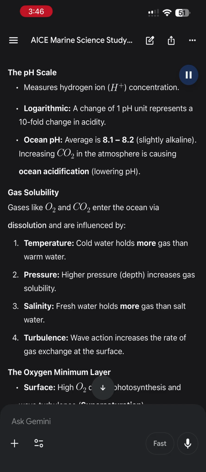Gas solubility. Gases like O_2 and CO_2 enter the ocean via dissolution and are influenced by 1. Temperature: cold water holds more gas than warm water. 2. Pressure: higher pressure, with depth, increases gas solubility. 3. Salinity: fresh water holds more gas than salt water. 4. Turbulence: wave action increases the rate of gas exchange at the surface.